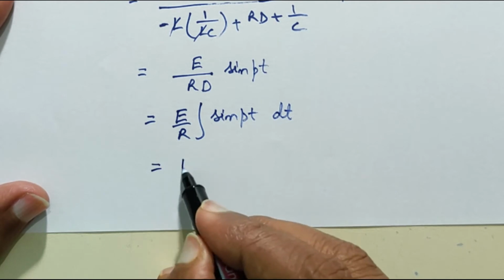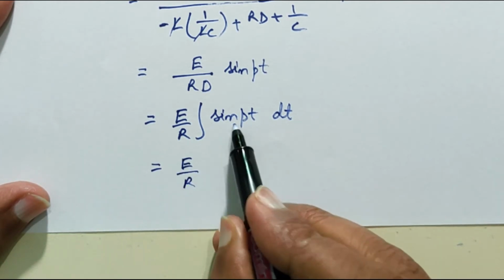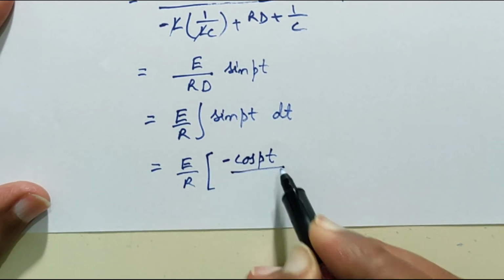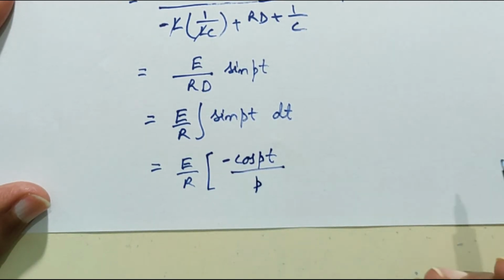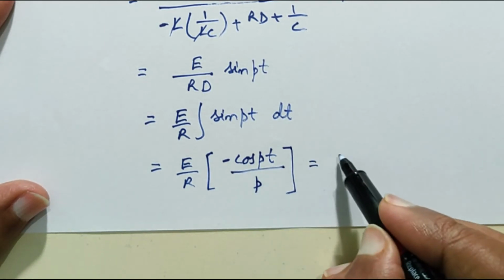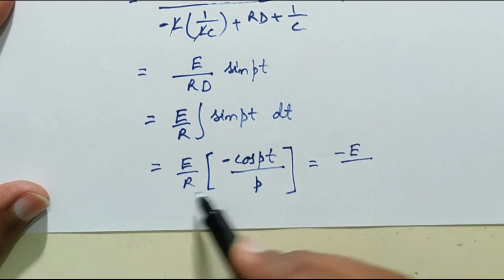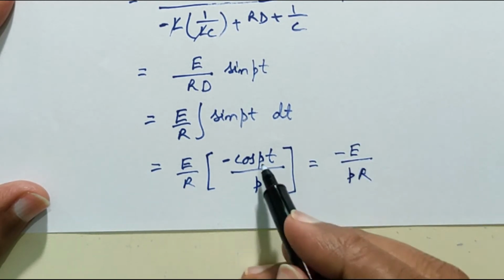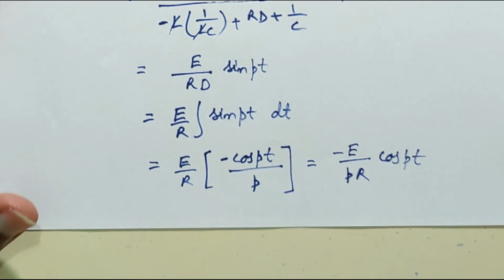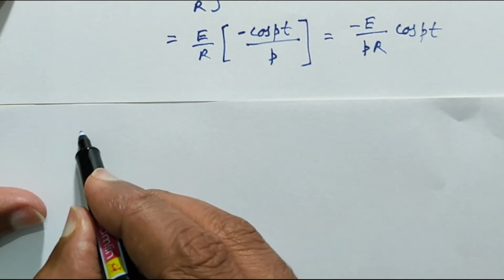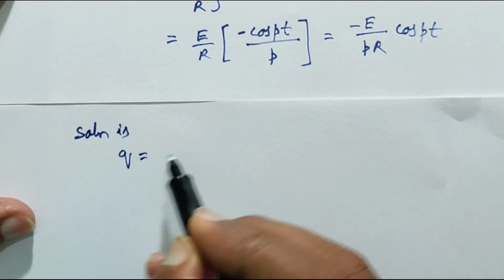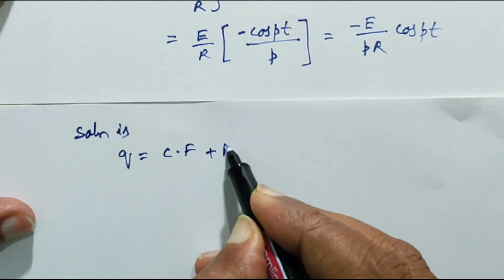So this will be nothing but E by R, and the integration of sine will be minus cos PT divided by the coefficient of t, which is P. So this will be its integration. So this can be written as minus E by P times R into cos of PT. So we have got the particular integral. So let's write down the solution. The solution is Q equals CF plus PI.